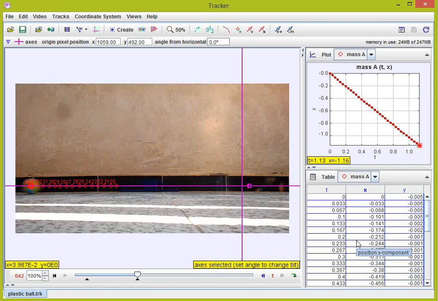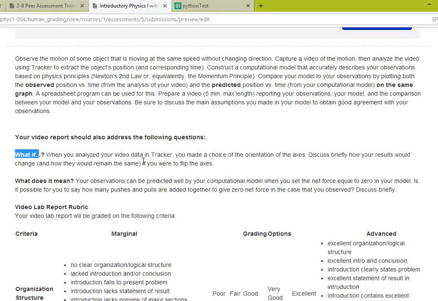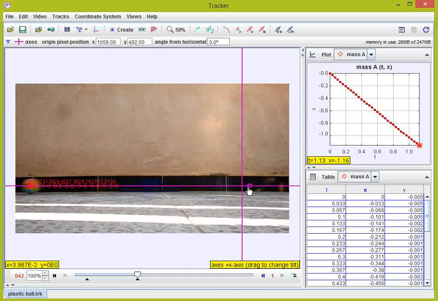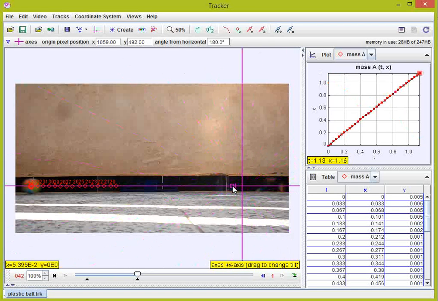Now we have two very important questions that we should address in this report. The first one is, what if we flip the axis? Coming back to Tracker, we can flip this axis right here. Now we notice the curve has changed its slope. It's actually the same points but in a positive direction, and the x coordinate of all the points has changed its sign. It was negative in the beginning, but now we notice that it's all positive.